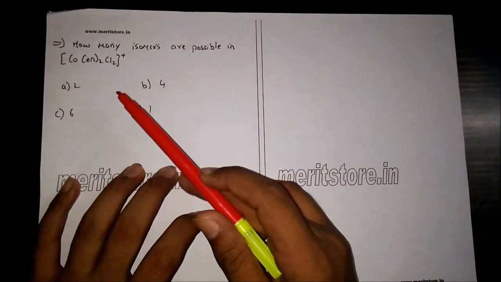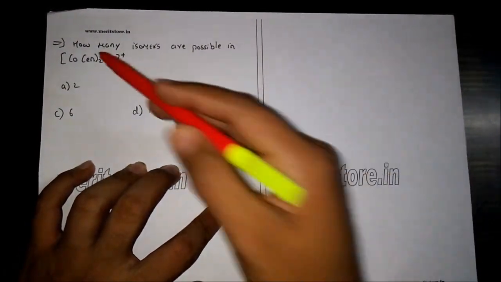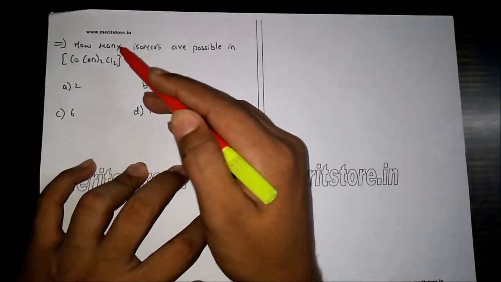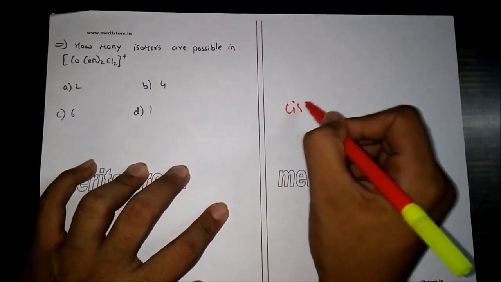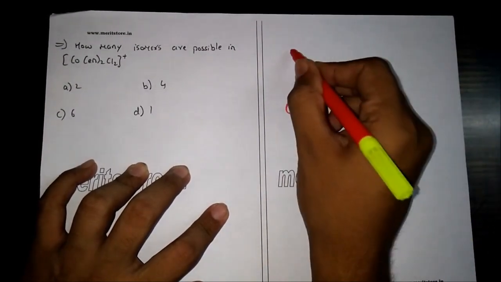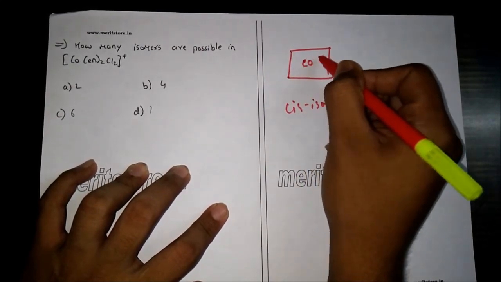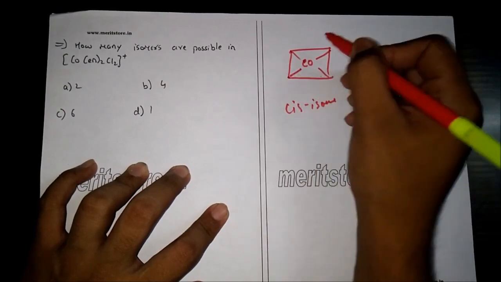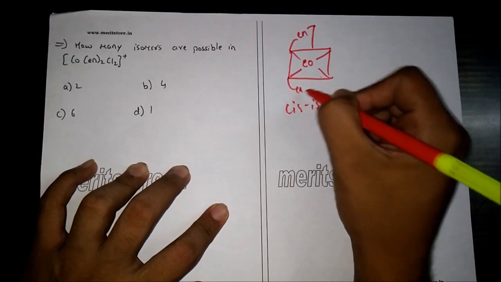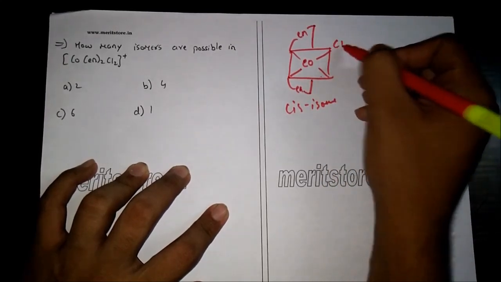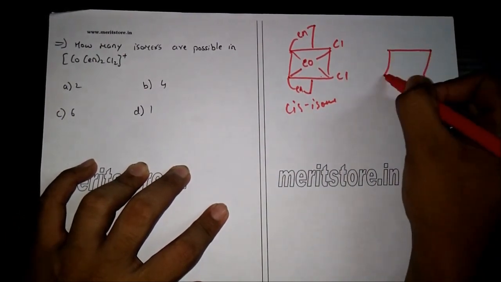Isomers are possible in [Co(en)2Cl2]+, A 2, B 4, C 6 or D 1. Now, the compound [Co(en)2Cl2] has two geometric isomers and two optical isomers. So, the cis isomer is given by this, and the trans isomer is given by actually a rhombus shape.